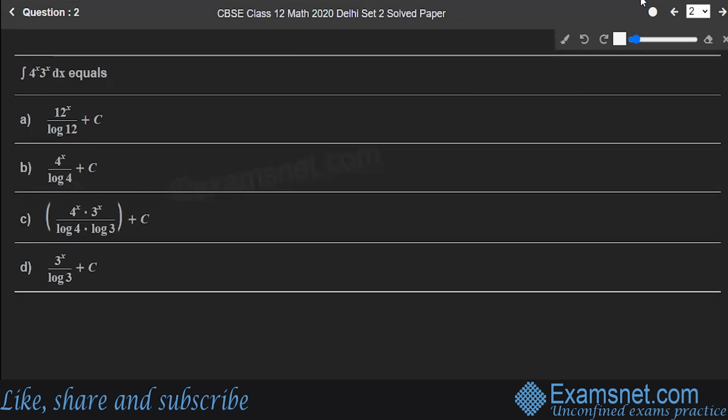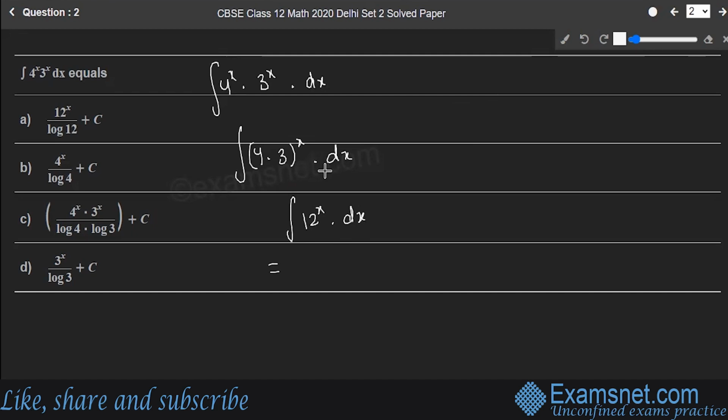Question number 2. This is an integral problem. You have to find out the integral of 4 raised to power x into 3 raised to power x dx. So you know one thing, when the powers are the same, the bases will be multiplied. This will give you 4 multiplied by 3 raised to power x dx. This is 12 raised to power x dx.